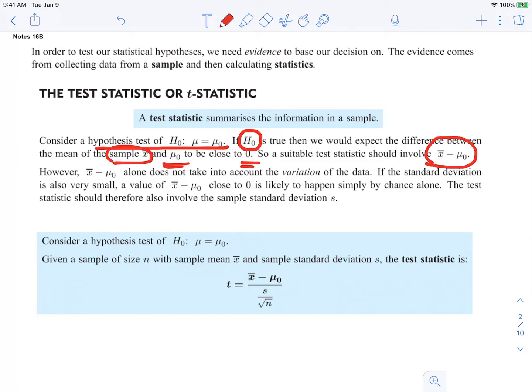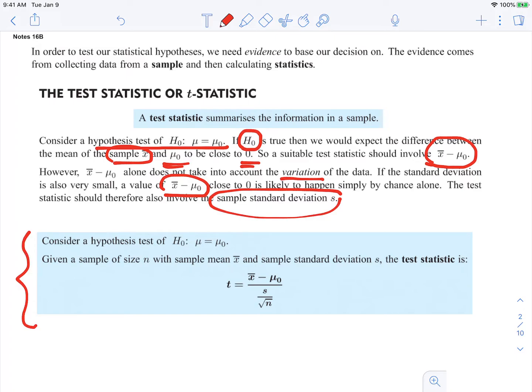However, the mean minus what you collected alone does not take into account the variation of the data. If the standard deviation is very small, a value of the mean minus your sample close to zero is unlikely to happen simply by chance alone. The test statistic should therefore involve a sample standard deviation S. So this is the formula we will be working with in this blue box.